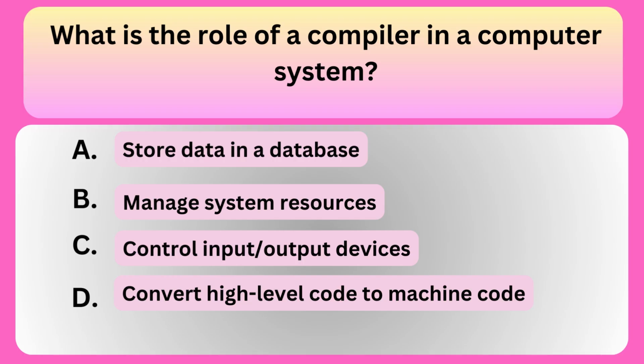What is the role of a compiler in a computer system? Store data in a database, manage system resources, control input or output devices, convert high-level code to machine code. And the right answer is convert high-level code to machine code.